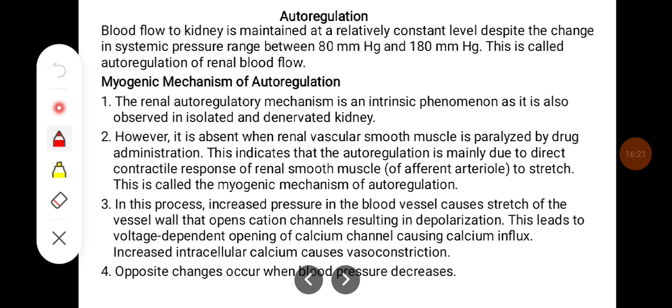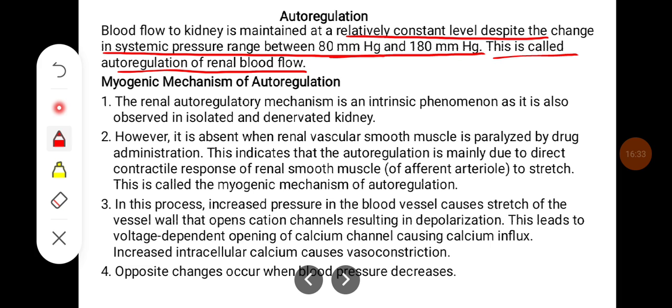Blood flow to the kidney is maintained at a relatively constant level despite the change in systemic pressure in the range between 80 mm Hg and 180 mm Hg, and this is called autoregulation of the renal blood flow. Myogenic mechanism of autoregulation. The renal autoregulatory mechanism is an intrinsic phenomenon as it is also observed in isolated and denervated kidney.